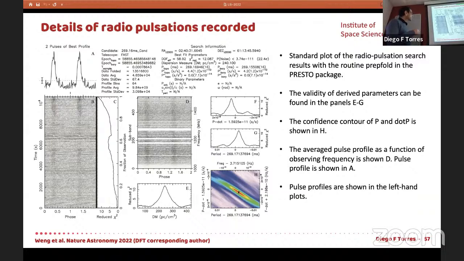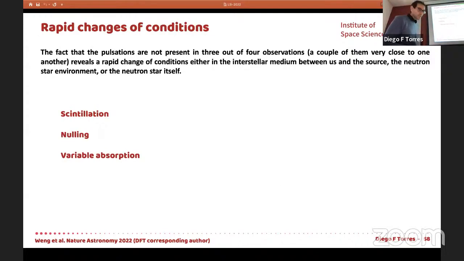So this is the zoom that I just showed, and this is the typical output that you get from the pulse search algorithm, where you can see here the period and the P dot determination. But the problem is that the P dot determination is very uncertain, because we couldn't determine the orbital parameters. So there is clearly a rapid change of conditions, because in the four observations, we only detected it once. So what may be going on?